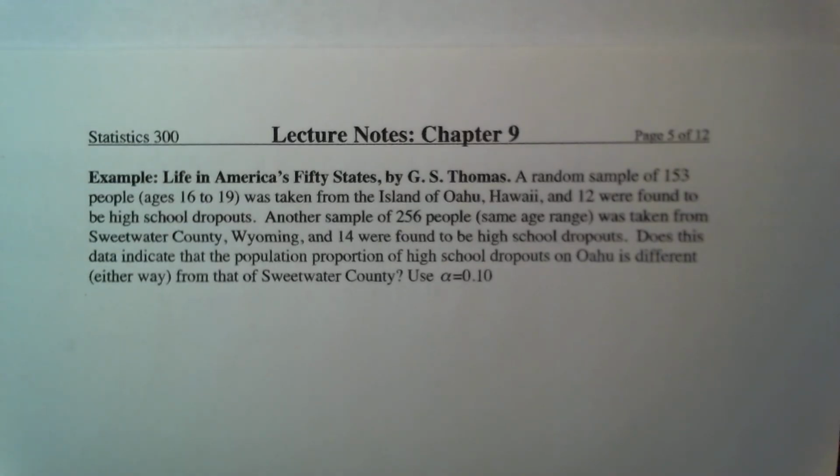Here's another example. A random sample of 153 people ages 16 to 19 was taken from the island of Oahu, Hawaii, and 12 were found to be high school dropouts. Another sample of 256 people, same age range, was taken from Sweetwater County, Wyoming, and 14 were found to be high school dropouts. Does this data indicate that the population proportion of high school dropouts on Oahu is different either way from that of Sweetwater County, Wyoming? Use alpha 10% or 0.1.